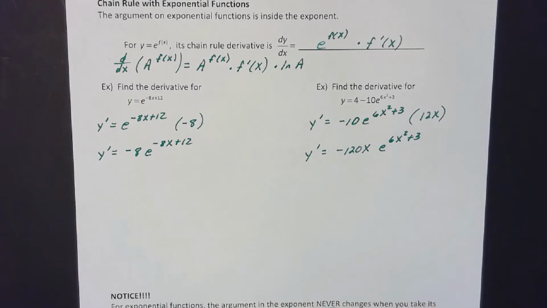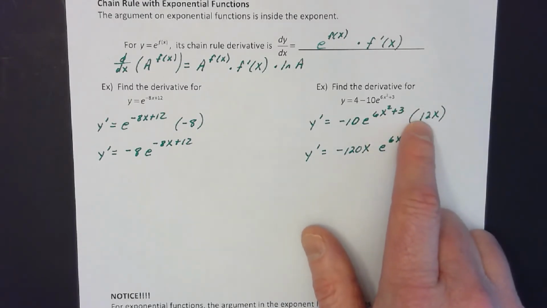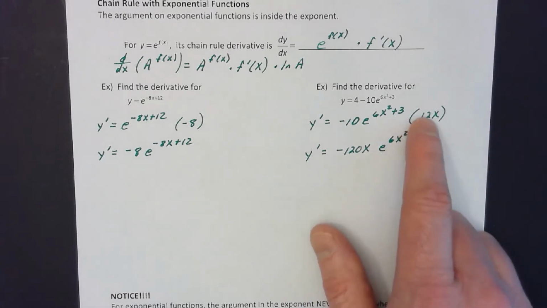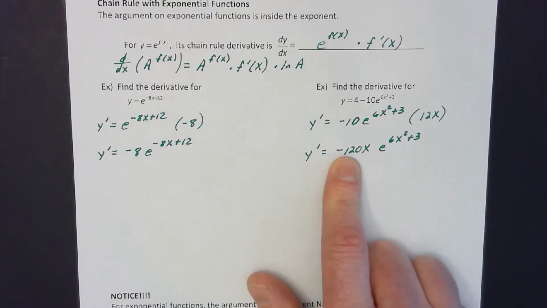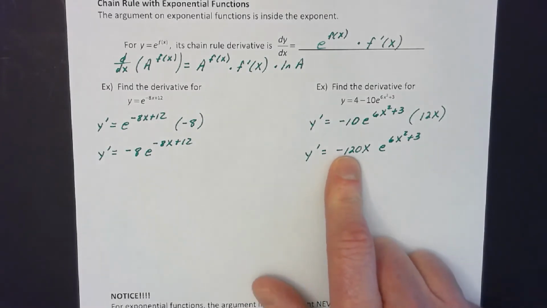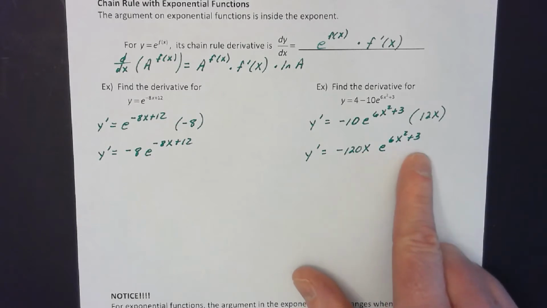The derivative of 6x squared is where the 12x comes from. And then notice what I did from this step to the next. I just said 12x times negative 10 is a negative 120x. To get my final answer there, negative 120x e to the 6x squared plus 3 power.